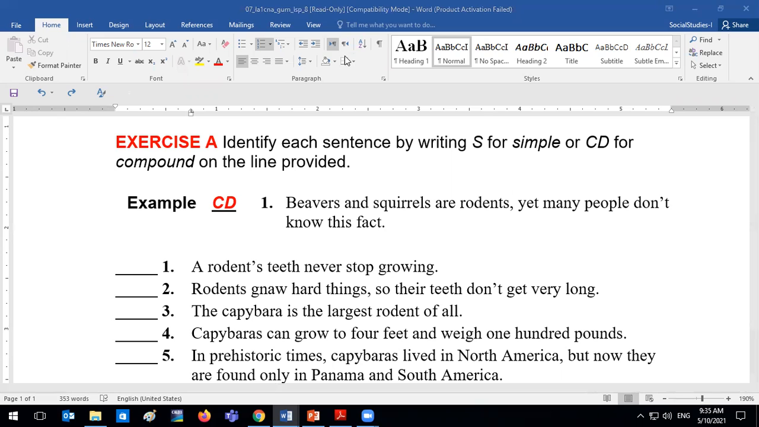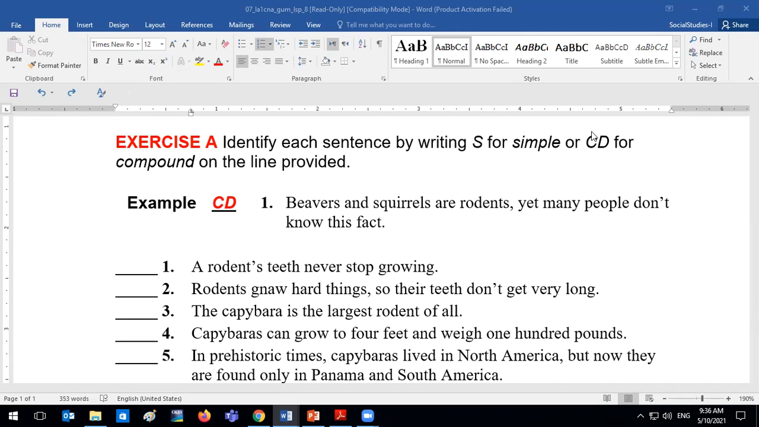Just quickly, as a reminder, remember that a simple sentence is made up of only one independent clause. Okay, one independent clause. You can have one subject, you can have a compound subject and one verb. Okay, you can have a compound verb and a compound subject. All right, it doesn't matter as long as it's one independent clause, it is a simple sentence.